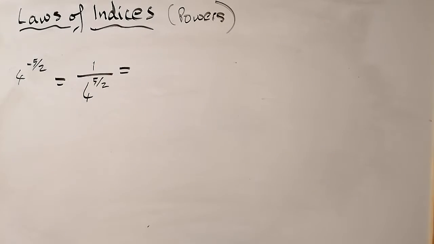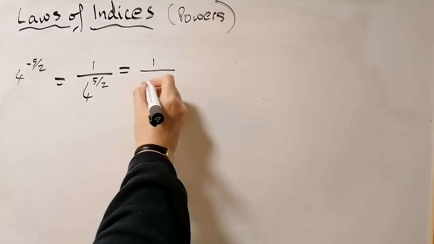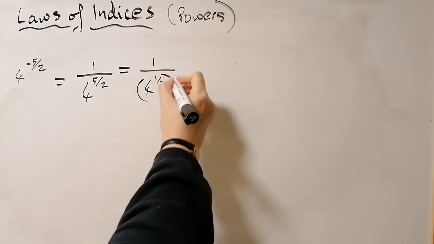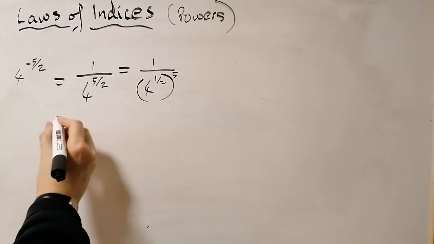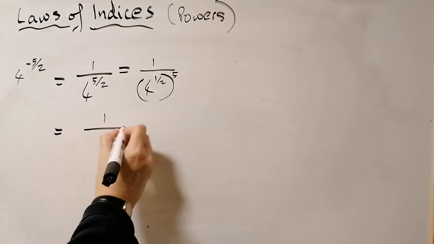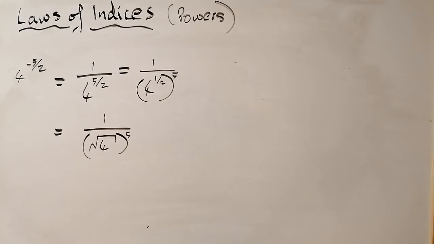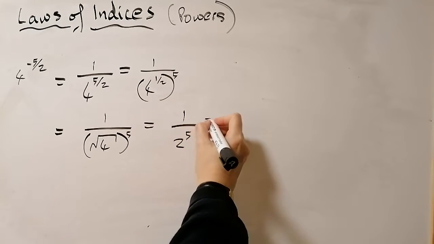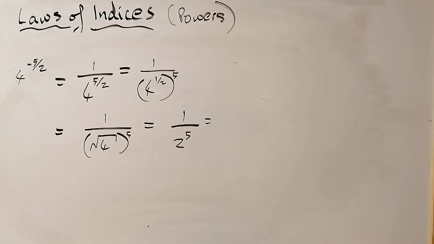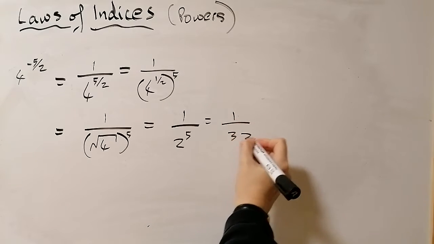Now we can carry on with the similar steps that we did before. Okay, let's break this up into 4 to the power of a half and then all of that to the power of 5, because if we multiply the 5 times a half, we get 5 over 2. And then underneath there, we'll say that is the same as the square root of 4 and then all of that to the power of 5. And that becomes 1 over 2 to the power of 5, and 2 to the power of 5, which is 2 times 2 times 2 times 2 times 2, is 1 over 32.